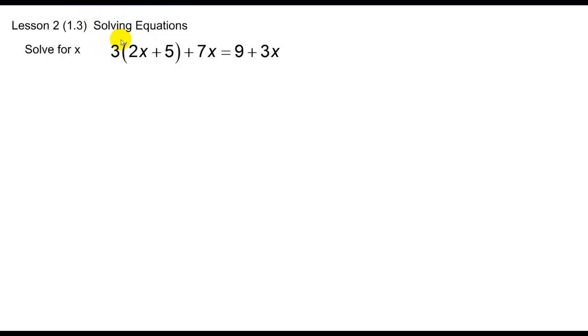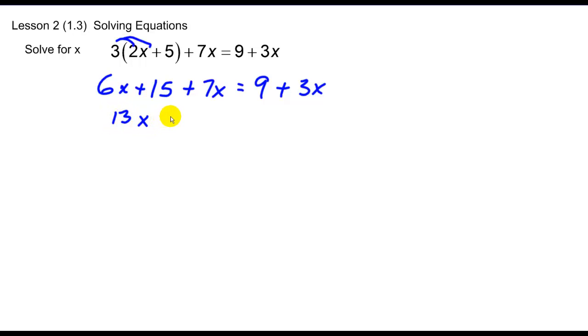And we'll distribute the 3 to the two terms. We get 6x plus 15 plus 7x equals 9 plus 3x. Combine like terms, giving me 13x plus 15 equals 9 plus 3x.